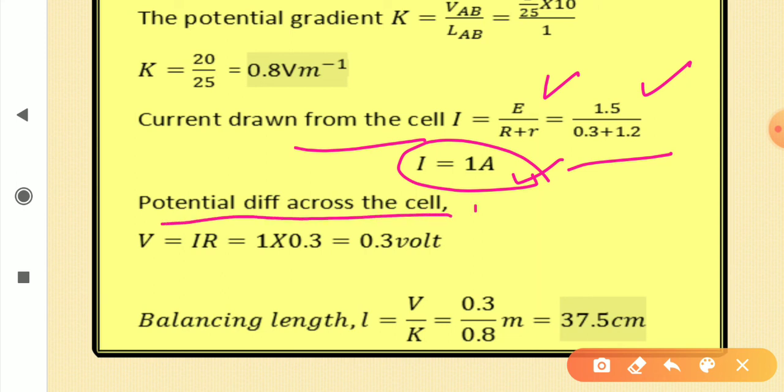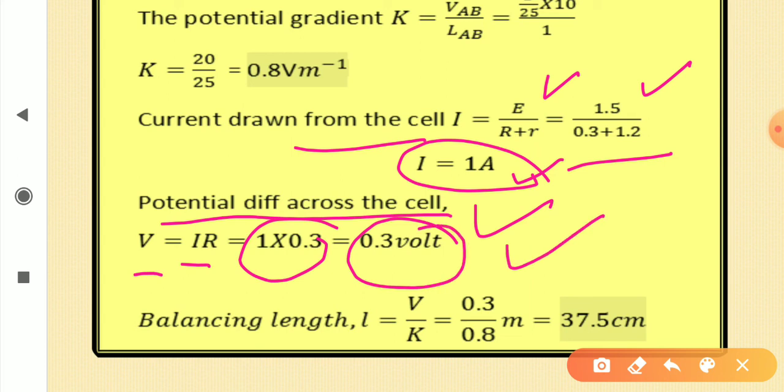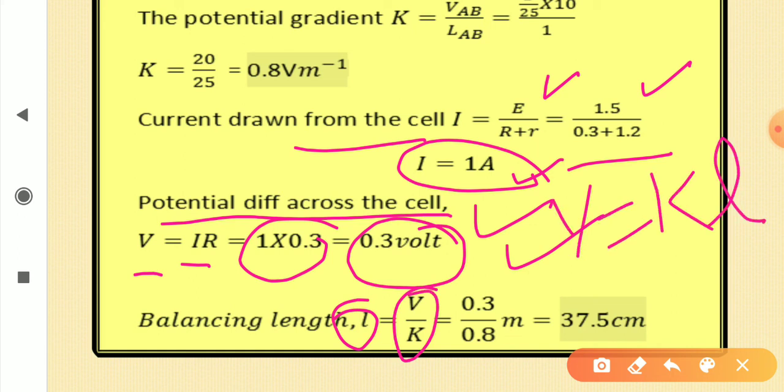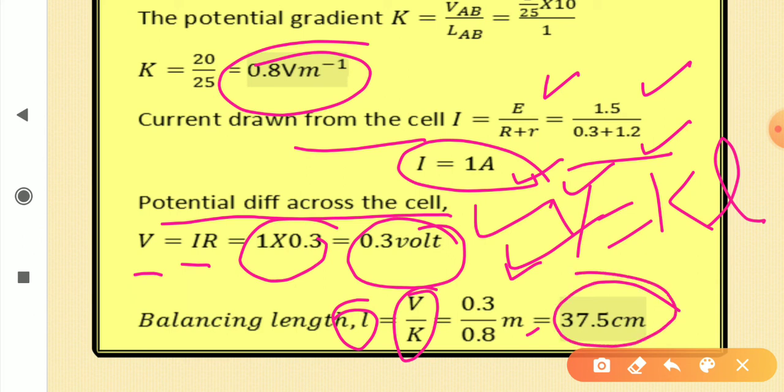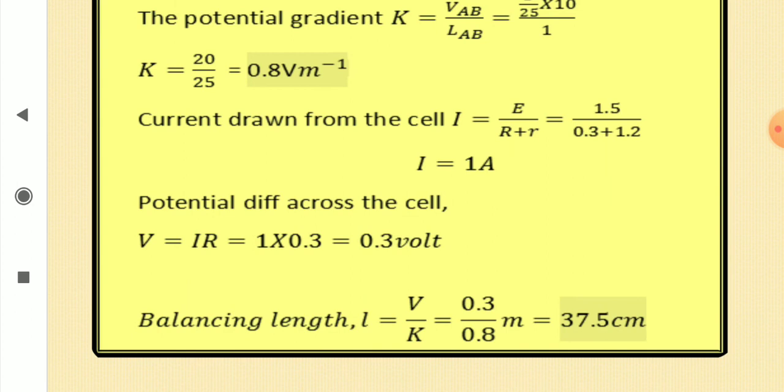Potential difference across the cell, V, is equal to IR, and I is 1 ampere. So 1 into 0.3, that is 0.3 volt. So potential difference across the cell combination is 0.3 volt. Then its balancing length will be equal to V upon K. You see, V is equal to KL. So K is known to us. We can find out V upon K, and V is also known to us. So V is 0.3 volt, K is 0.8. We have just found out, and simplifying it, we get 0.3 upon 0.8 meter, or convert it to centimeter. It comes out to be 37.5 centimeter.